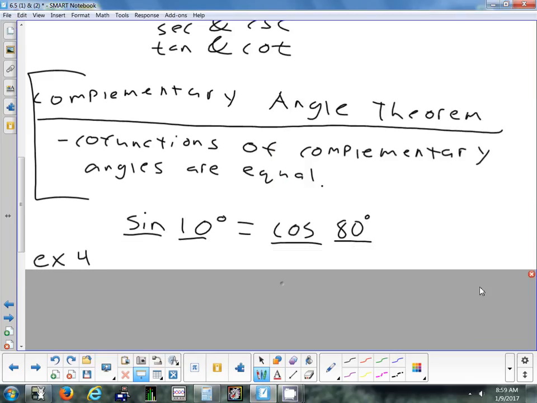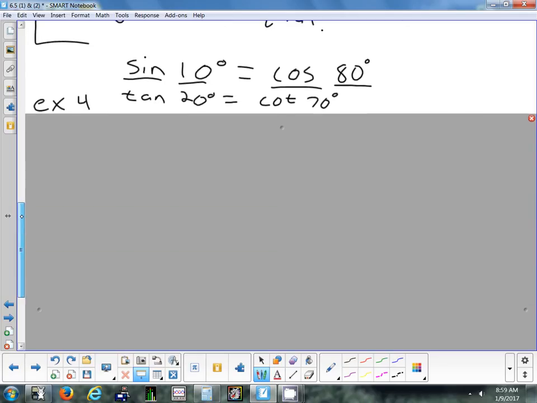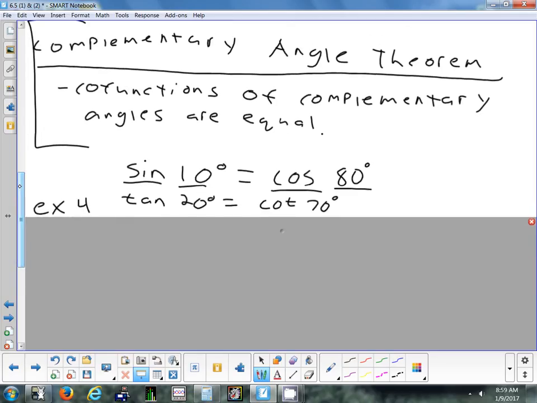How about, what would the tangent of 20 be the same as? It would be the same as cotangent 70. Cofunctions, complementary angles. So where you can use that idea, does everybody have the complementary angle theorem?